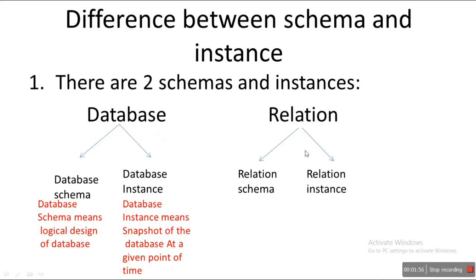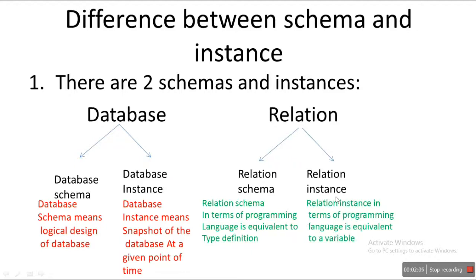Now what about relation schema and relation instance? Basically, relation schema, in terms of programming language, is equivalent to a type definition, whereas relation instance, in terms of programming language, is equivalent to a variable. Now we'll look at this in detail afterwards. First, we'll look at the naming conventions of schema and instance in programming language.